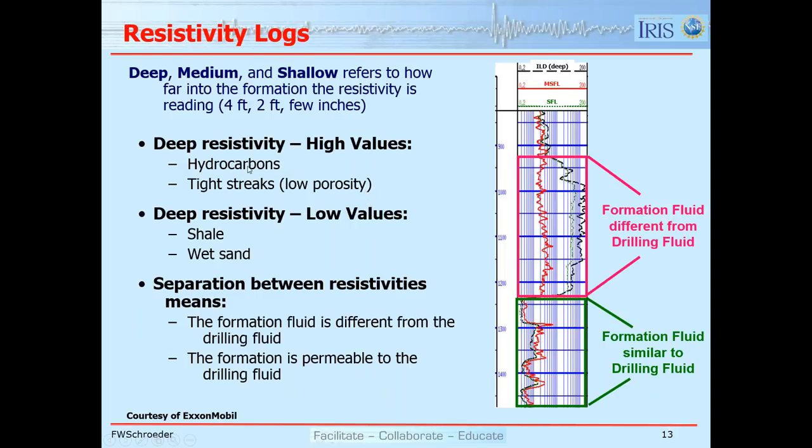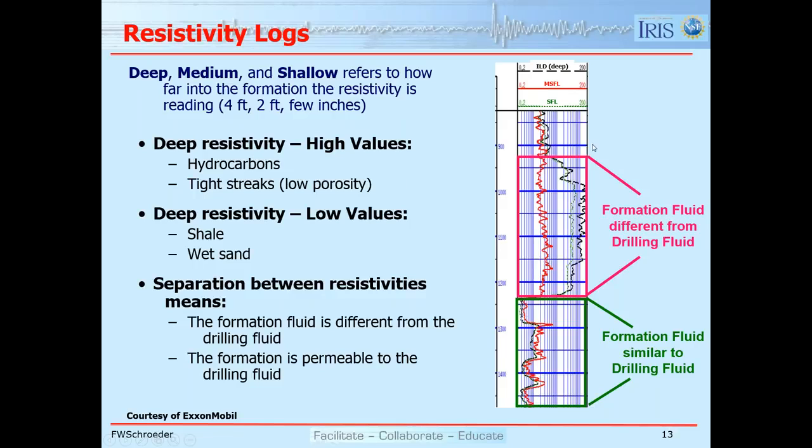Resistivity logs measure how much resistivity there is to electrical currents. Typically we'll have 3 resistivity logs: a deep, a medium, and a shallow. The deep, medium, shallow refers to how far into the formation the resistivity is being read. The deep resistivity measures the formation about 4 feet away from the well bore. Medium is about 2 feet, and shallow is just a few inches. We usually look mostly at the deep resistivity.